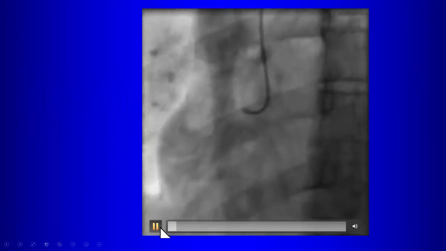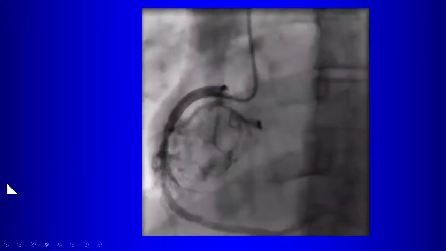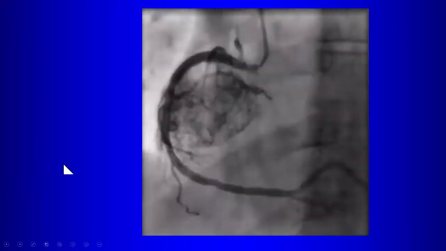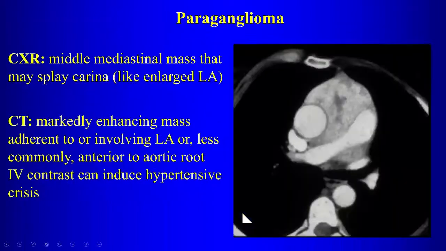And the other thing about paragangliomas is that they are very vascular tumors. So here you can see how that tumor vascularity, the marked vascularity actually fed, in this case, by branches from the right coronary artery. So paragangliomas are very vascular tumors. So they do enhance markedly then with contrast. So these can arise from chromaffin cells in the heart, can arise commonly from the roof of the left atrium. Most reported cases are catecholamine-producing tumors, like pheochromocytomas. A certain percentage can have paragangliomas elsewhere also.